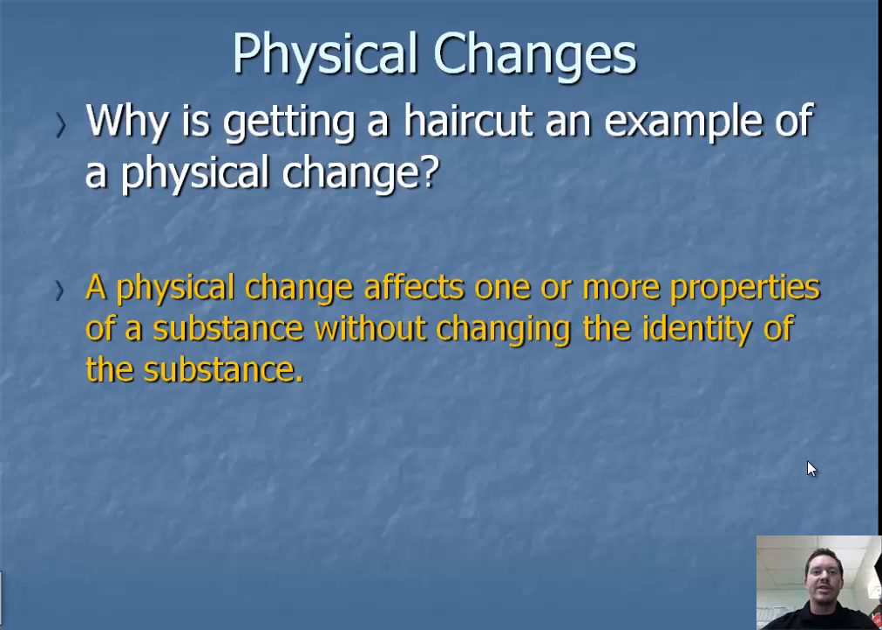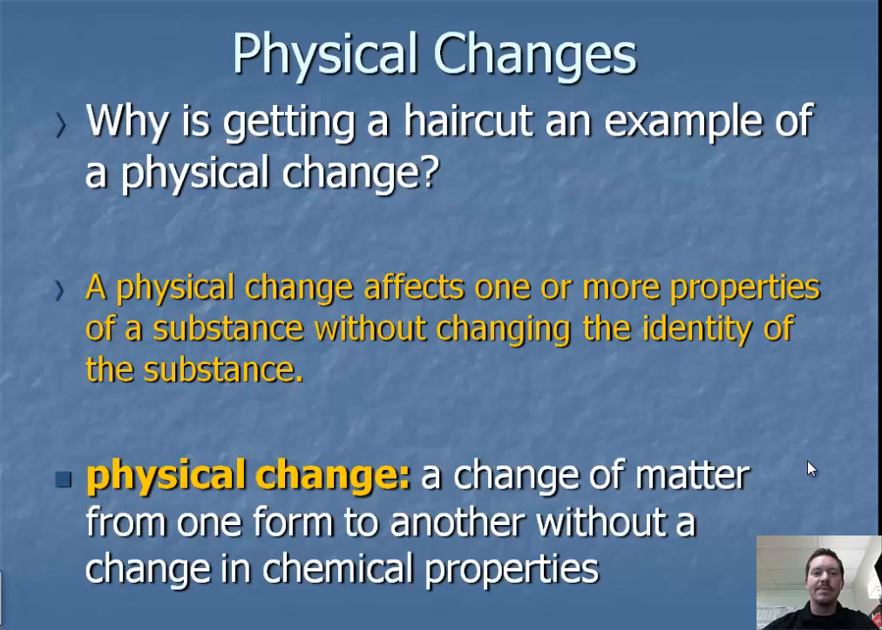So to first address this question, a physical change affects one or more properties of a substance without changing the identity of the substance. So we can define that as a change of matter from one form to another without a change in the chemical properties. An example I used in a previous lecture was taking a piece of paper and crumpling it up. It's still paper, right? I can unfold it. I know it's bent and folded, but it still acts as a piece of paper. You can still tell it's a piece of paper.